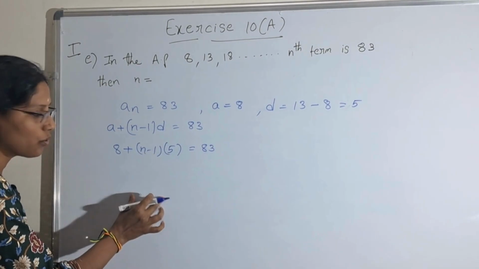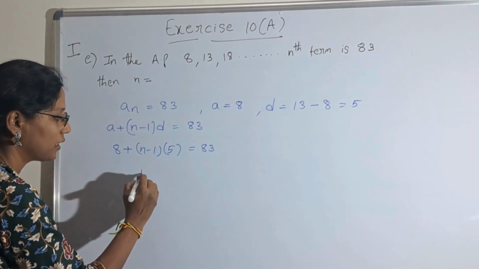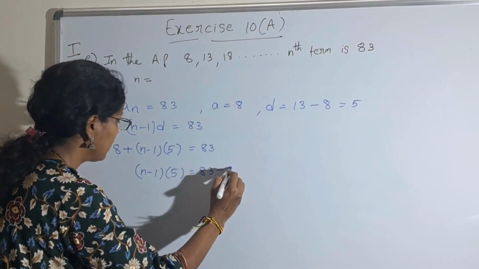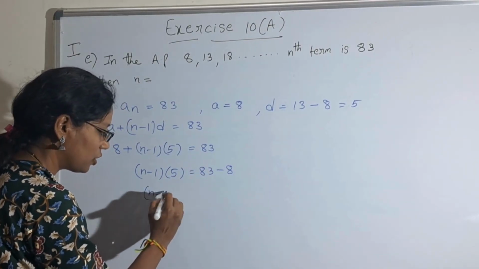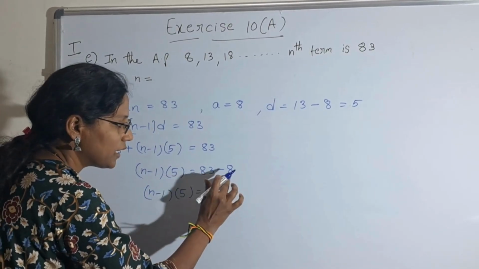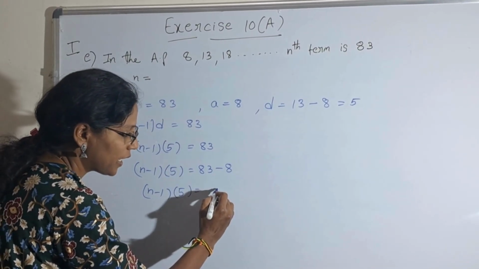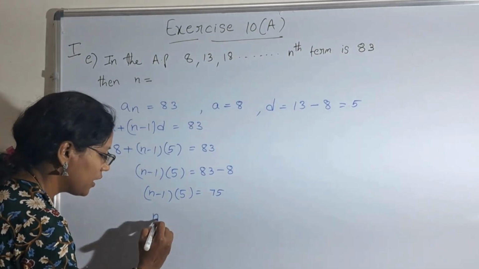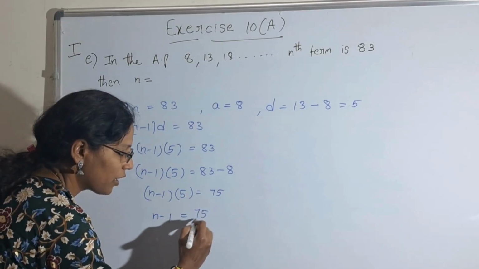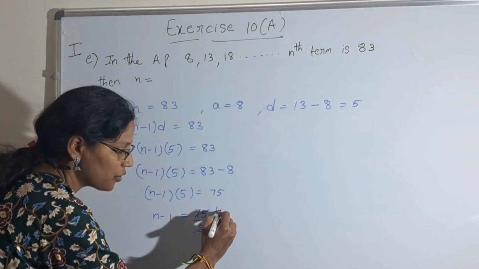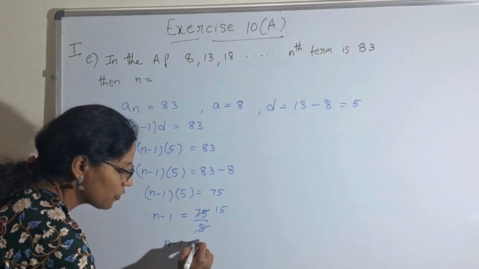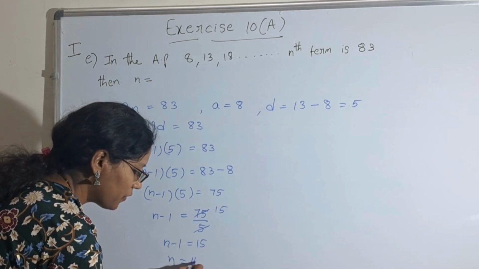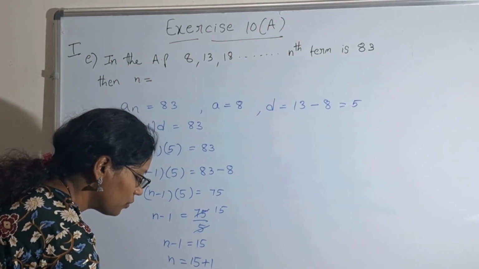Here we have to do the simplification. First, 8 we have to send to the right side. N minus 1 into 5 equal to 83 minus 8. Here 83 minus 8, 75 it will come. Next, 5 we have to shift to the right side. N minus 1 is equal to 75 by 5. 5 1s are 5, 5 5s are 25, 5 15s are 75. N minus 1 is equal to 15. Minus 1 we have to shift to the right side. 15 plus 1. N is equal to 16.